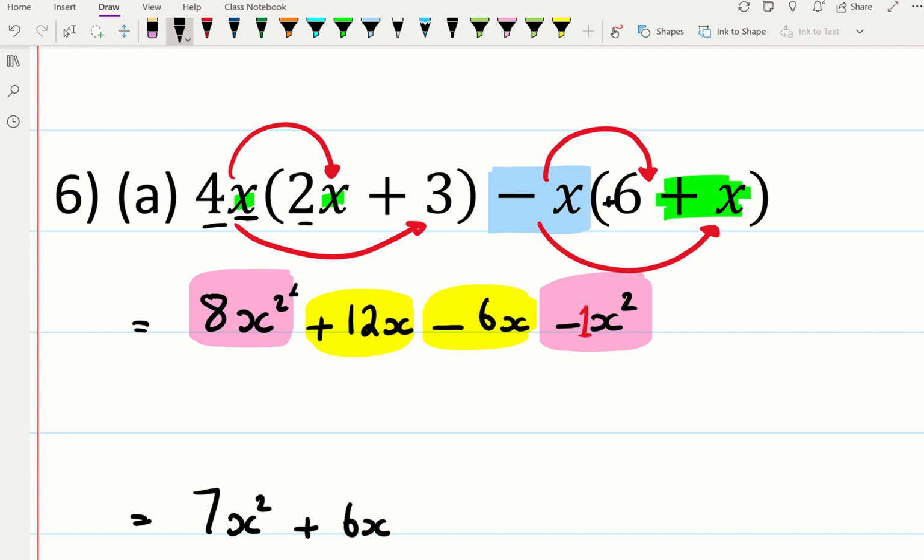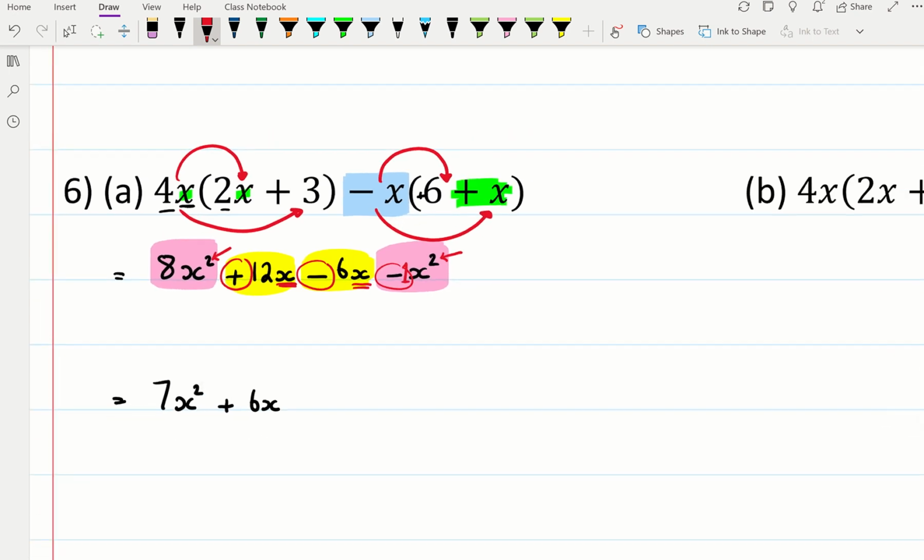So you don't change the powers. The powers only change when you are multiplying. But there is no multiplication here because there is no bracket. You are simply adding or subtracting numbers. So don't change the powers. The power of 2 stays the same. X to the power of 1 stays the same. Let's look at the next one.